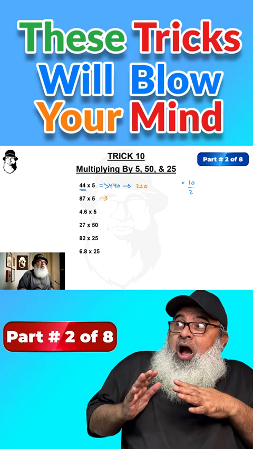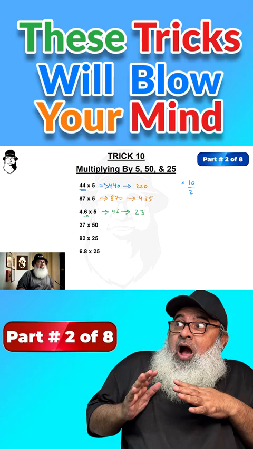Here also we just put a 0 here. 87 will become 870, and then when we do half of it, half of 8 is 4, and be careful here, half of 70 is 35, and that's our answer. 87 times 5 is 435. Now 4.6 times 10, we just shift the point, it will become 46, and then we take half of 46 to make it 23, and that's our answer. 4.6 times 5 is 23.